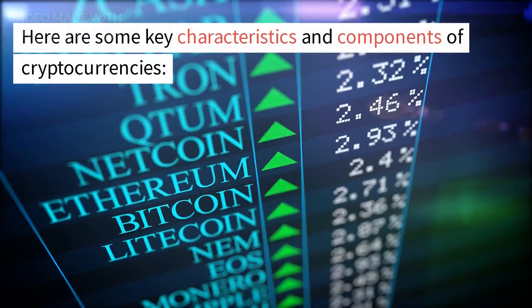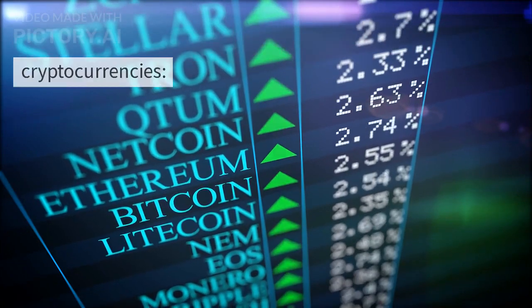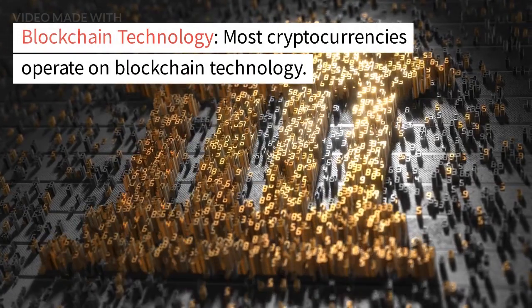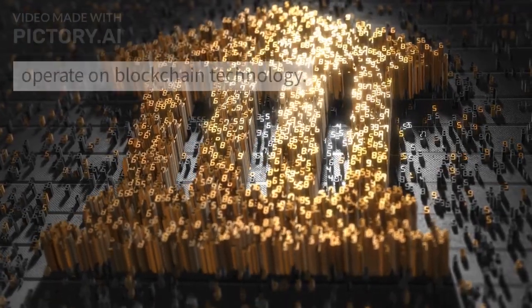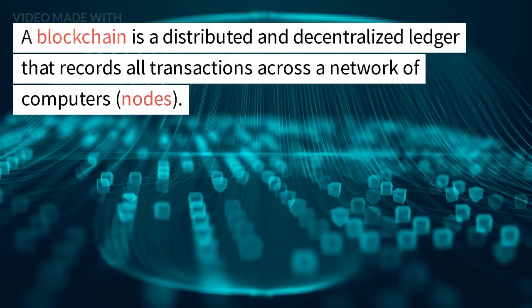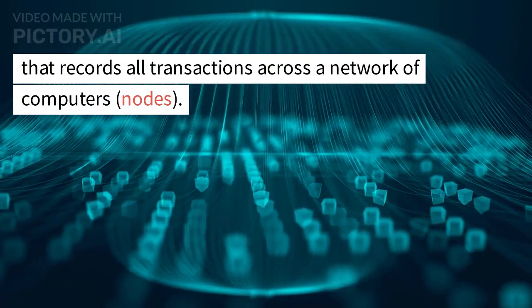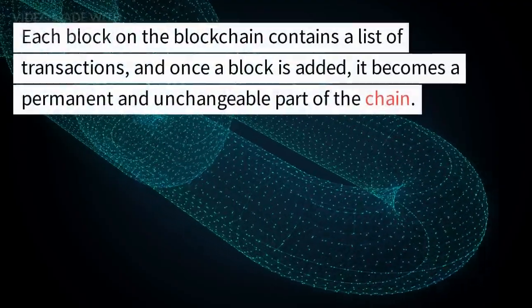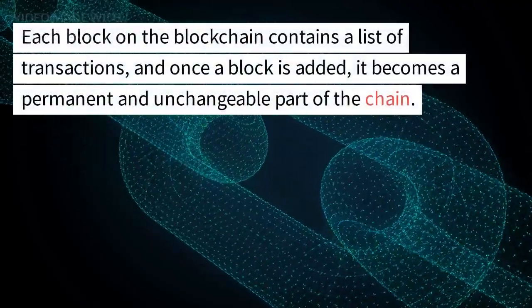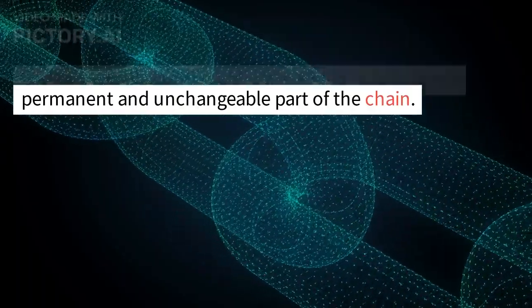Here are some key characteristics and components of cryptocurrencies. 1. Blockchain technology. Most cryptocurrencies operate on blockchain technology. A blockchain is a distributed and decentralized ledger that records all transactions across a network of computers, nodes. Each block on the blockchain contains a list of transactions, and once a block is added, it becomes a permanent and unchangeable part of the chain.